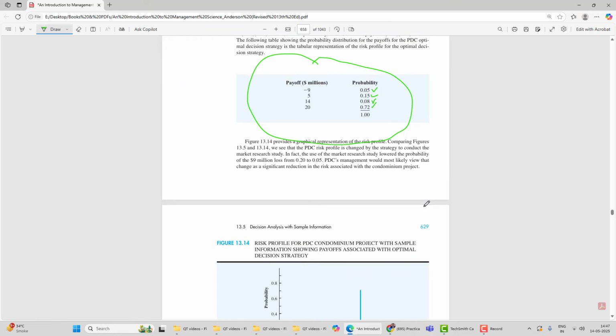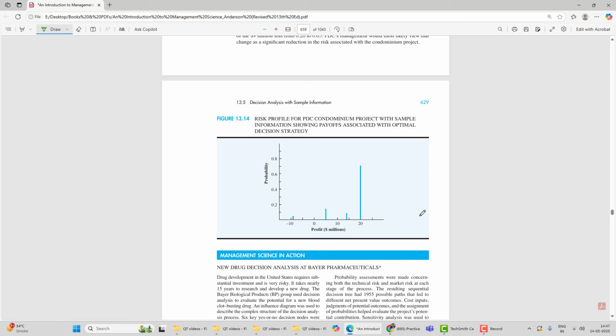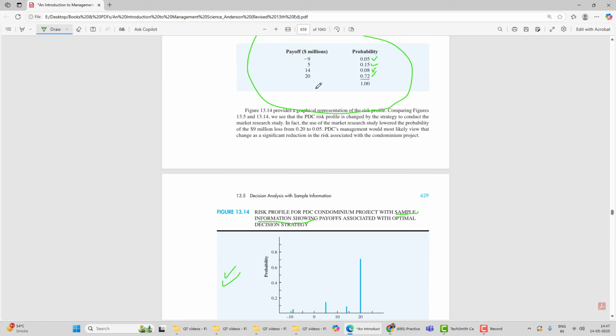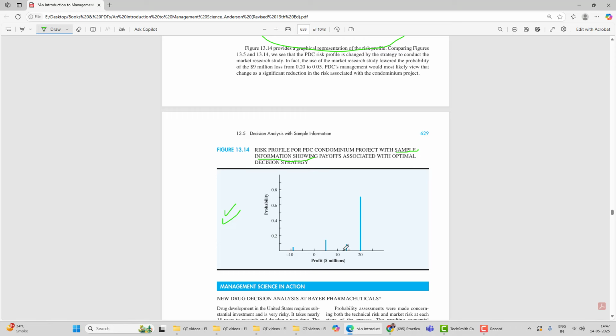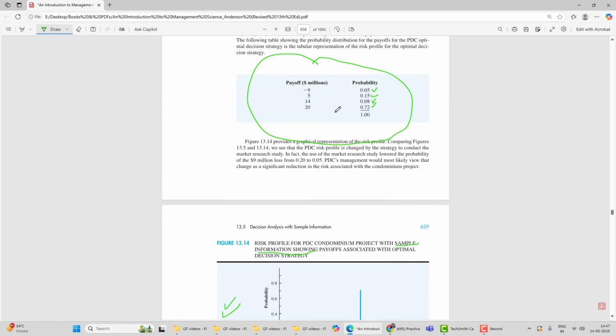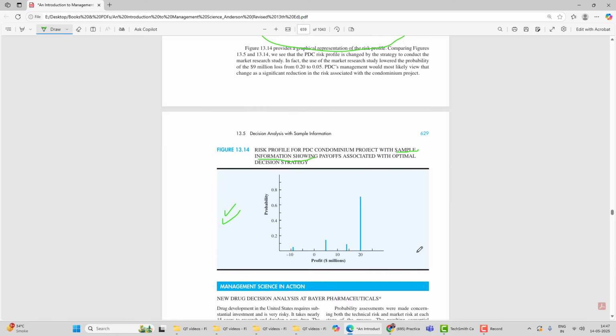So we will generate our risk profile as we have generated earlier, and clearly you will see a great improvement over the first risk profile because of the sample information. Because of this sample information, the risk profile has clearly changed. Now if you look at this, the probability of getting a loss is just 5%, right? It has reduced to 5%, and 95% you are going to make a profit, out of which there is a 72% chance that you will make 20 million, 14 million is an 8% chance, and a 15% chance is that you will make 5 million.